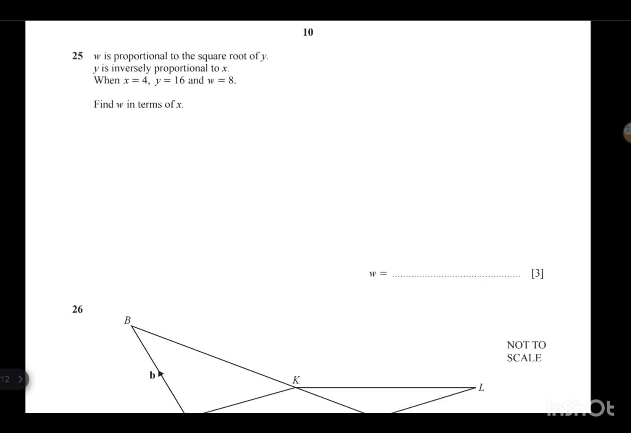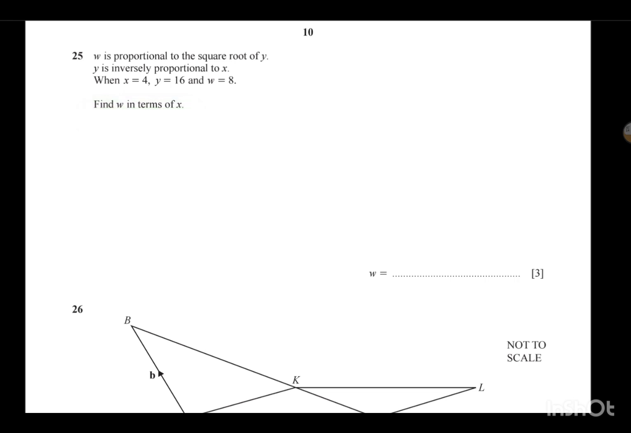Question number 25. W is proportional to the square root of y. Y is inversely proportional to x. When x is equal to 4, y is equal to 16 and w is equal to 8. Find w in terms of x.